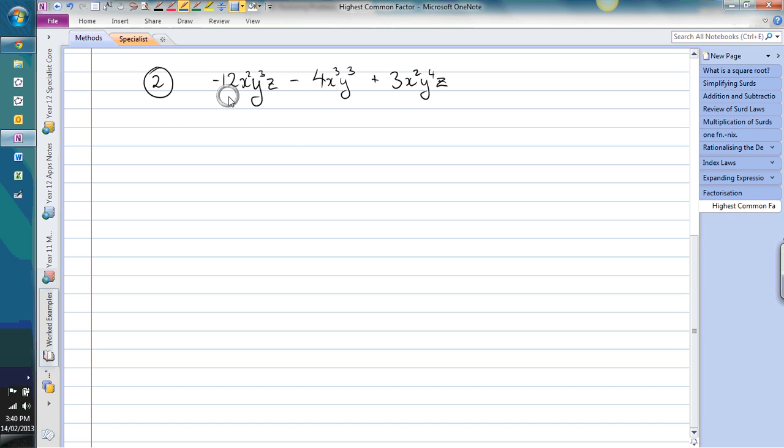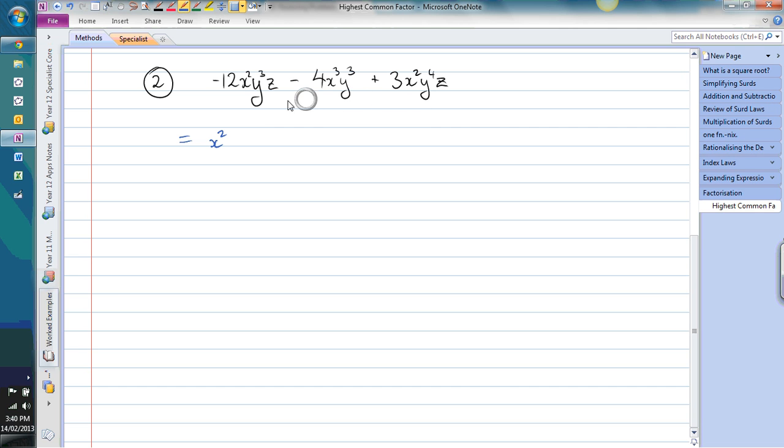And so if you think about that, 12, 4, and 3, there's not really any number apart from 1 that can be divided by all of them. So in fact, this isn't going to have a number, a coefficient, come out as in our highest common factor. However, if we look at the algebra, you'll see everything has at least an x squared in it. There's an x squared, an x cubed, and an x squared. So that would mean that I'm going to have an x squared come out the front.